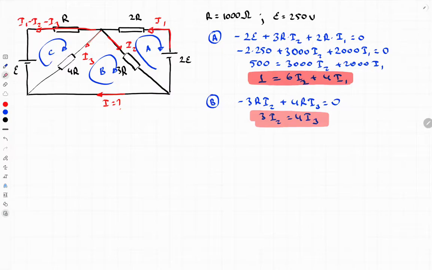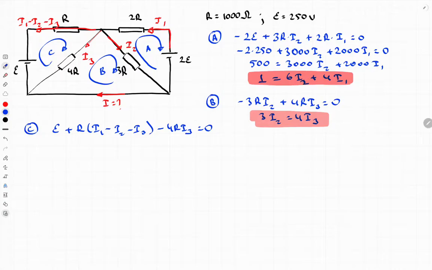Now let's come to loop C. Again, let's apply Kirchhoff's second law. Here we have three elements. The summation of voltages of these three elements should be equal to zero. Kirchhoff's second law. So minus E, plus R times (I1 minus I2 minus I3), minus 4R I3 should be equal to zero.